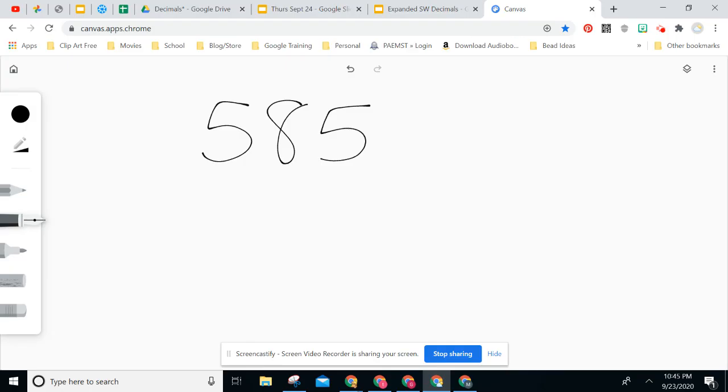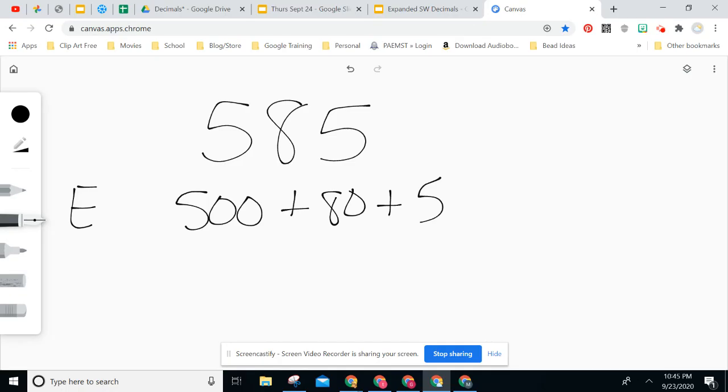So expanded form is the one we were looking at. You knew a way that you used to know how to do this, and you did this in elementary school. I'm going to just write an E for expanded here. You did 500 plus 80 plus 5, correct? We're just going to expand that out. We did this last time.